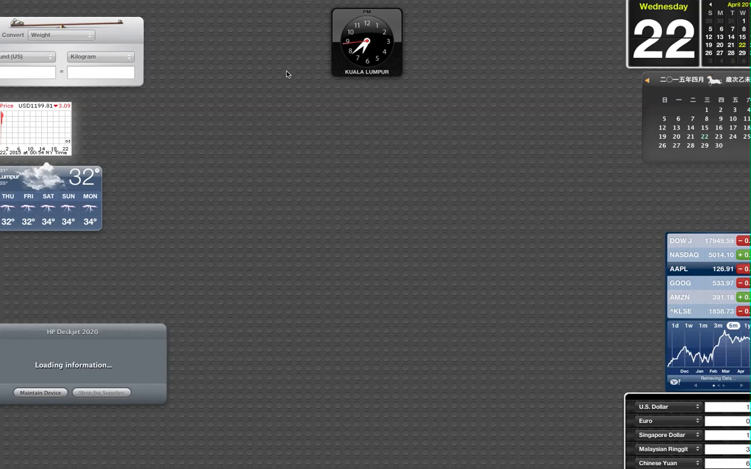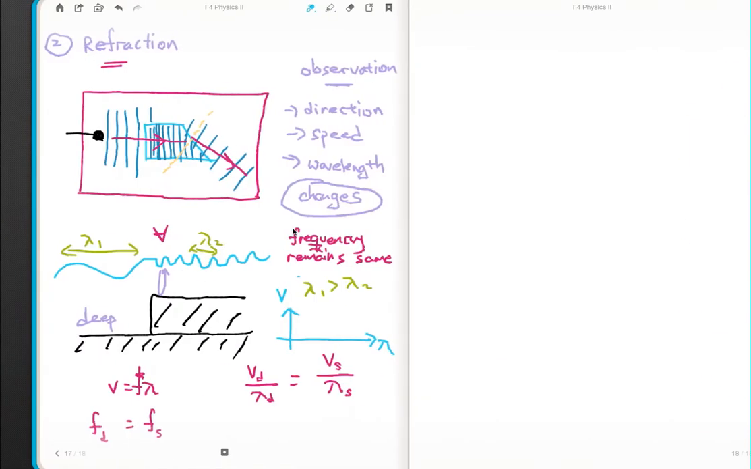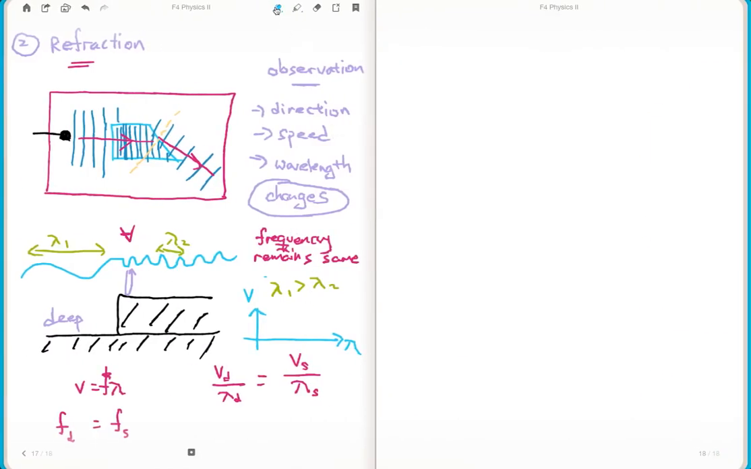Why do I always get this screen? Oh, okay. I'm sorry, I'm using a Mac system. Whenever I press on something, a new screen pops up.